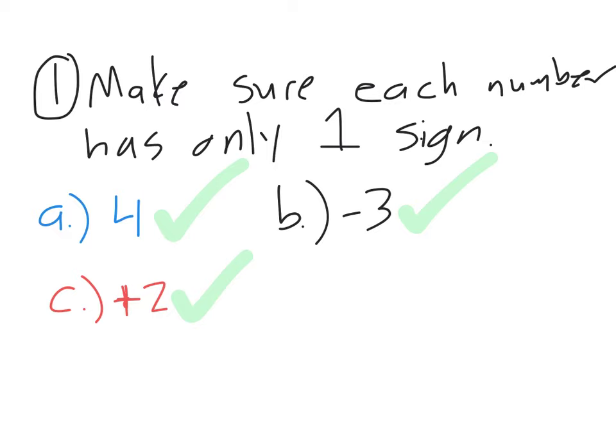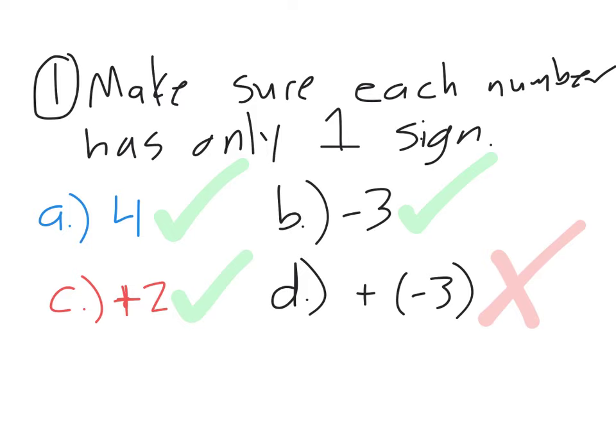All right, so what are some things that could look wrong? What if I had something like this? What did you say? Plus a -3. How many signs does that have? 2. It has 2 signs. So that right there would not work the way it is currently. I'm going to have to fix that, and I'm going to show you how to fix it.